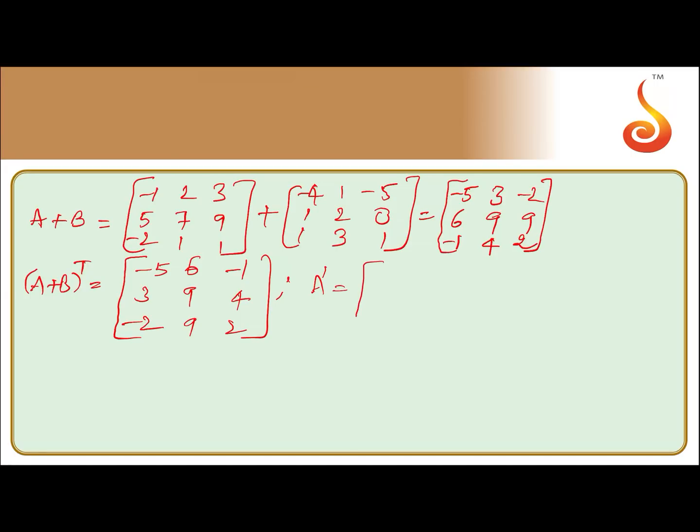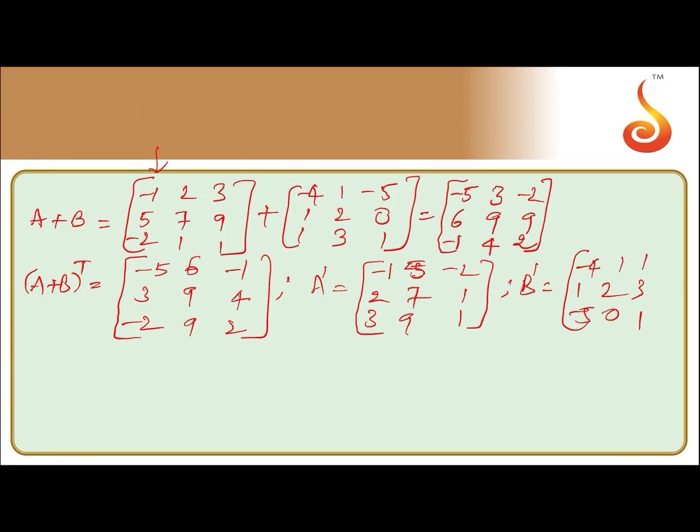given by, actually, A transpose is the first column written as a row: minus 1, 5, minus 2. The second column is written as the second row: 2, 7, 1, 3, 9, 1. And B transpose is equal to minus 4, 1, 1, 1, 2, 3, minus 5, 0, 1. So this is A transpose plus B transpose.